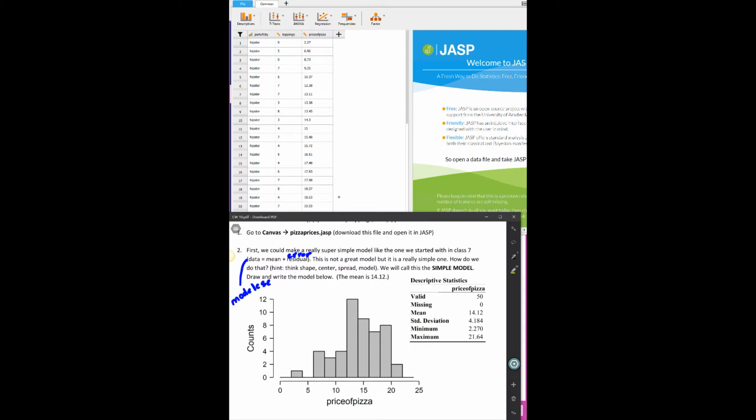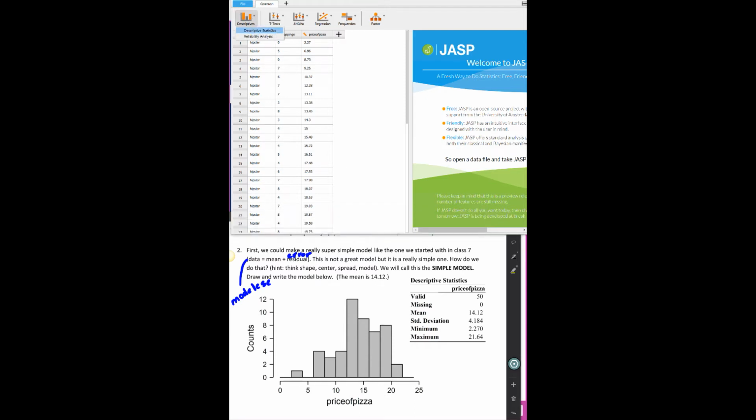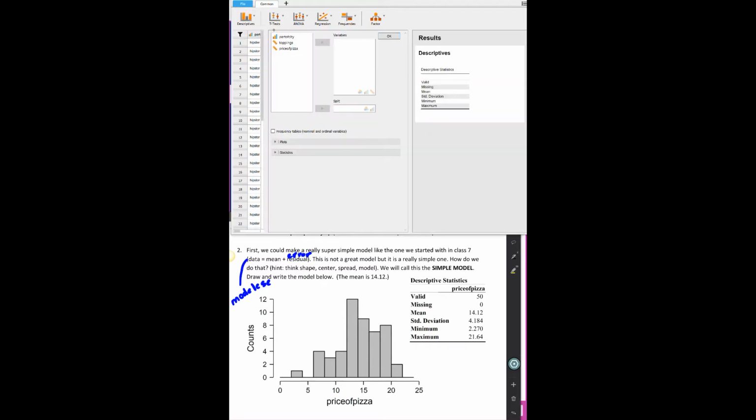First, let's see where this information in the workbook came from, as this is coming from our data set in JASP. To get this information, we would go to Descriptives, Descriptive Statistics, and then we want to look at which variable: price of pizza. So I'm going to select price of pizza and put it in my variables box. As you can see, this is how we got this table of information.